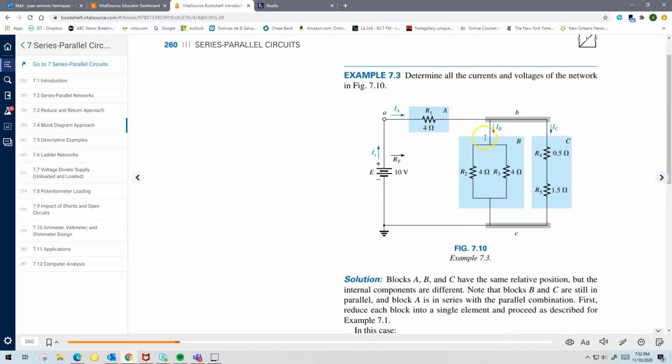For example, let's look at this example 7.3, right? It says, find the currents and voltages of this circuit. Well, again, what they chose to do is to look at the different sections, if you will, of the circuit, right? You have a section here that has two series resistors, and you have a section here that has two parallel resistors. And of course this other section here will be in series with whatever you have on this other side. And what they've chosen to do is just to reduce the individual blocks, if you will. They have a block B and C, right?